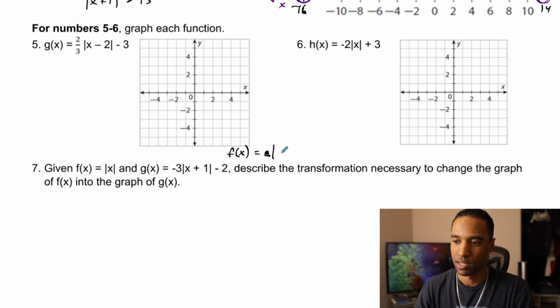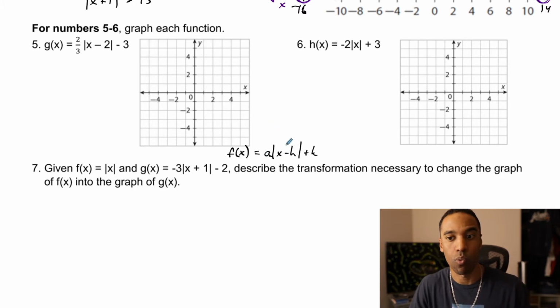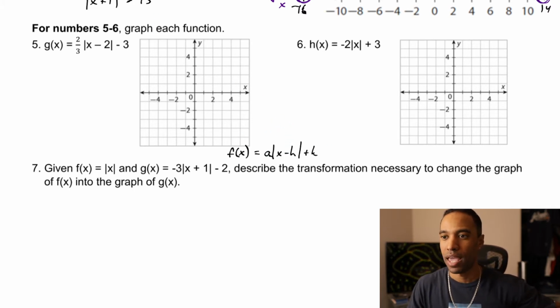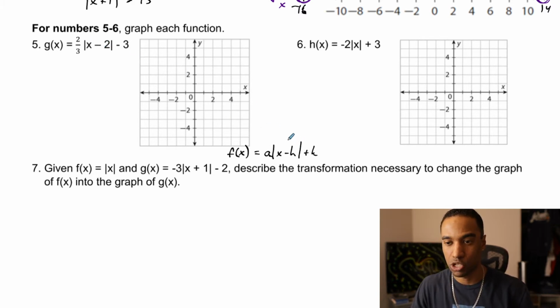That's A times the absolute value of x minus h, plus k. A is your stretch factor, or your slope for absolute value functions, and (h, k) is your vertex. But again, less on the teaching. That's just what I'm using, so you know. And h will be opposite of what you see. If it's minus 2, that means h is positive 2, right?